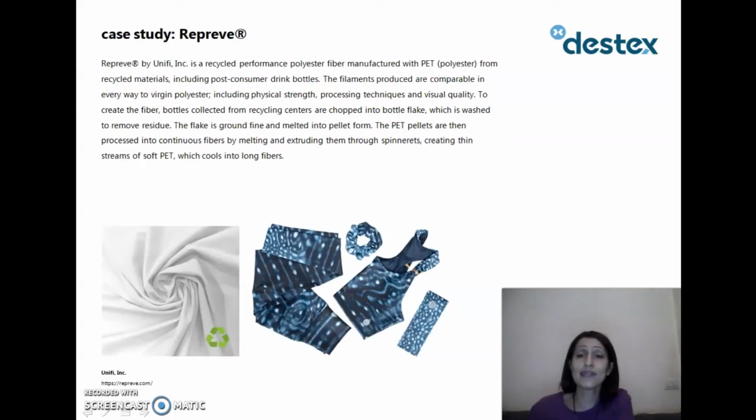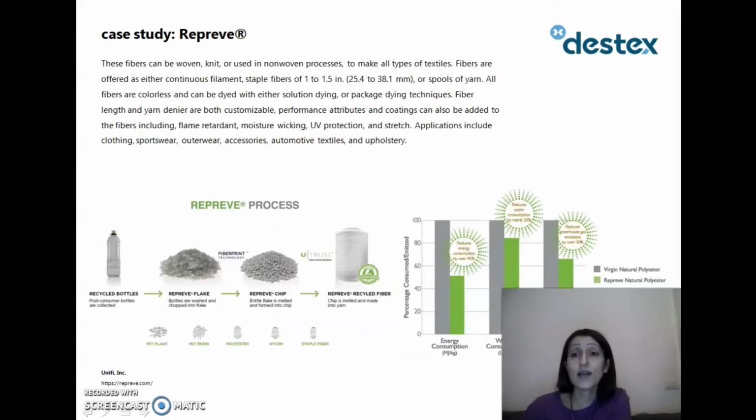Our first case study is a recycled performance polyester fiber manufactured with PET from recycled materials, including post-consumer drink bottles. The filaments produced are comparable in every way to virgin polyester, including physical strength, processing techniques, and visual quality. These fibers can be woven, knit, or used in non-woven processes to make all types of textiles. Fibers are offered as either continuous filament, staple fibers, or spools of yarn.